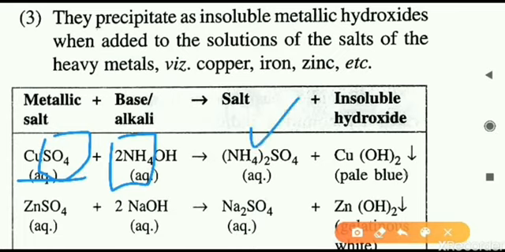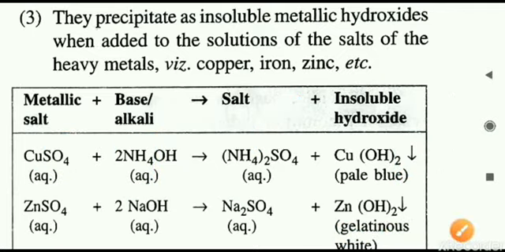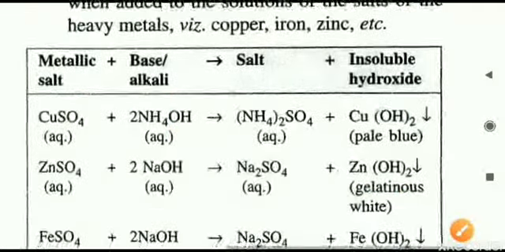How can we say it is insoluble? You can see this downward arrow. Downward arrow means that this compound has settled down in the container where this reaction is happening. If the reaction is happening in a test tube, for example, then at the bottom of the test tube you can see that copper hydroxide will settle down. That is why this downward arrow is shown. So this indicates it is insoluble in nature.